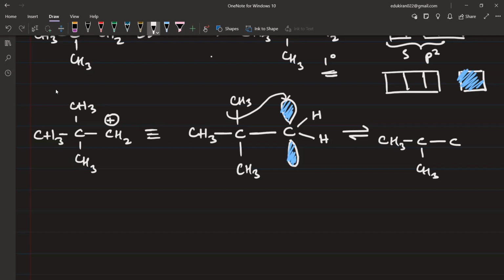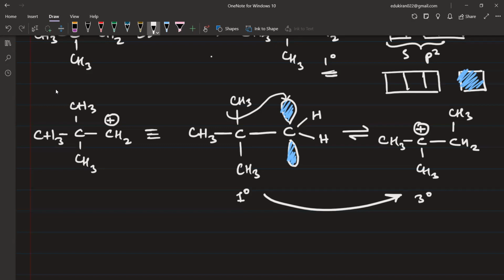The next carbon which was having CH2 is getting a CH3 group. Now since it is getting a CH3 group, its positive charge will vanish and we will get a positive charge here instead. Now if I look here, this is 1 degree carbocation and this one is 3 degree carbocation. Now, if there is a 0.0001% chance that a 1 degree structure moves to a 3 degree structure, it is never going to come back. Yes or no, please tell me.